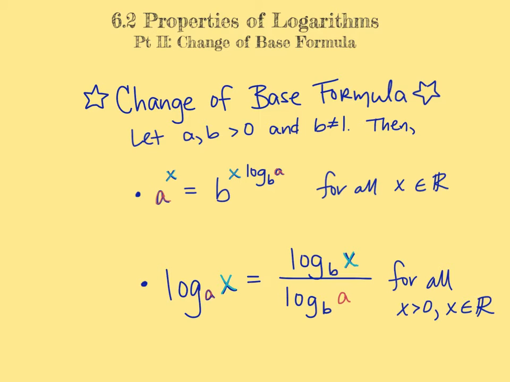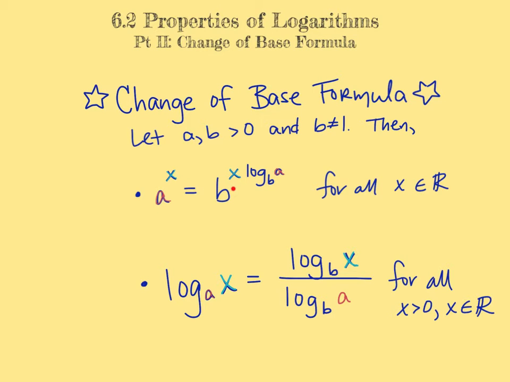This is going to be a quick video, part two, the change of base formula. So we want to once again let a and b be greater than 0, and of course b, our base, cannot be 1. Then we can come to the following two conclusions. This is simply an alternate way of writing a previous property that we talked about, where we have a to the x now, so a different base.